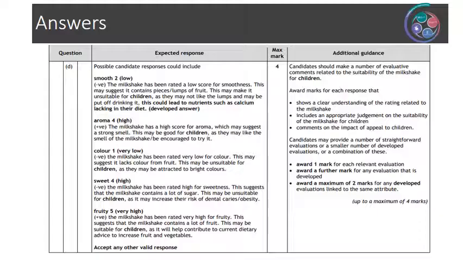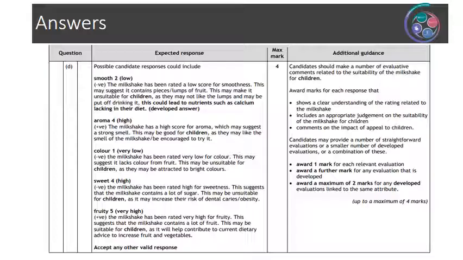Possible answers to question 1D. Candidates should make a number of evaluative comments related to the suitability of the milkshake for children. Your answer must relate back to the children at all times. Award marks for each response that shows a clear understanding of the rating related to the milkshake, includes an appropriate judgment on the suitability of the milkshake for children, and comments on the impact of appeal to children.